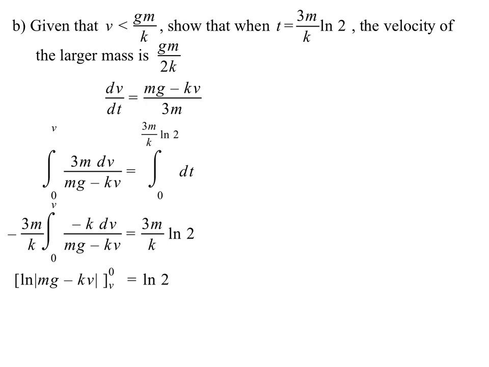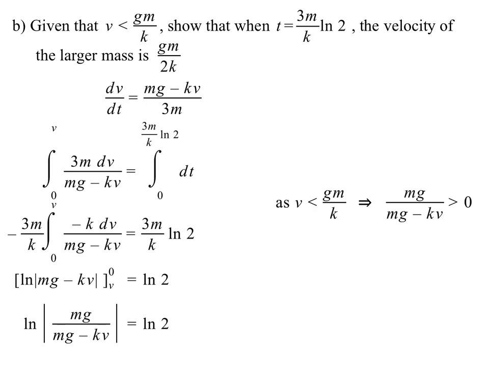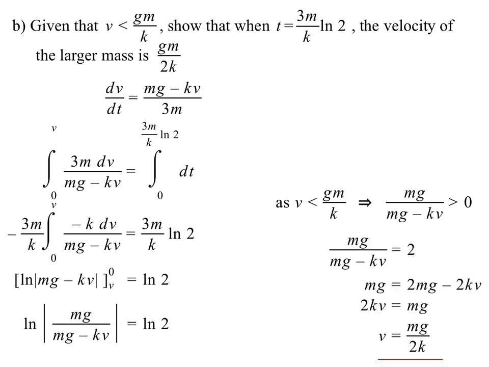Because they told me velocity is less than gm on k, I actually didn't really need the absolute value signs, because that forces mg minus kv to be positive. And I guess that's why they gave us that information. So we know that's going to be a positive number. But anyway, I've left it in there. It doesn't really matter. But now I've made that statement, I can say, yes, it is the log of something that's always going to be positive. So mg on mg minus kv is 2. And we get our result that velocity is mg over 2k.